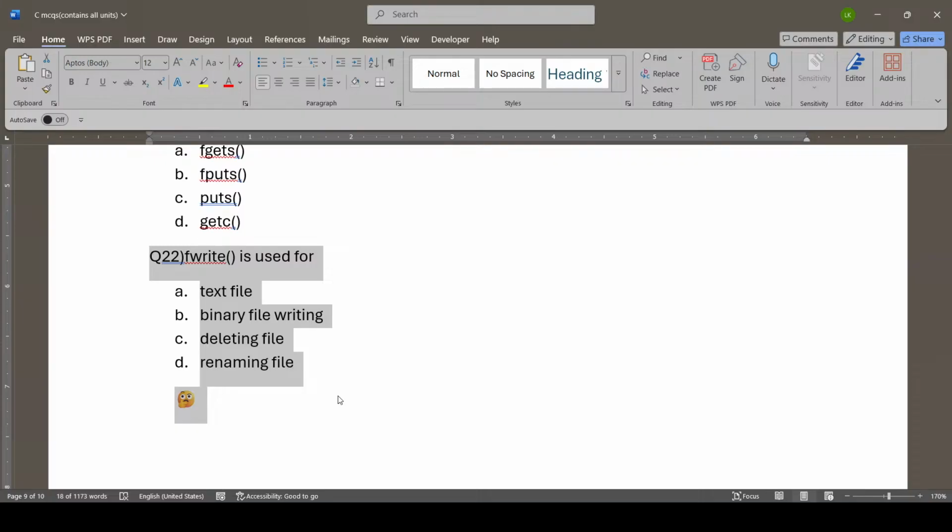When we talk about fwrite, it is called an unformatted function, and unformatted means it stores the data randomly, and it is mostly popular for binary file writing. So fwrite, and if it is the case of reading, then we use fread. So the answer is B, 22B.